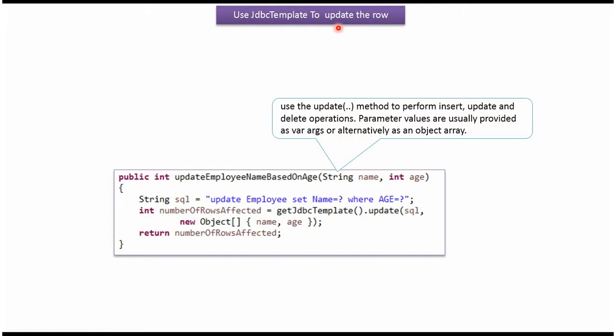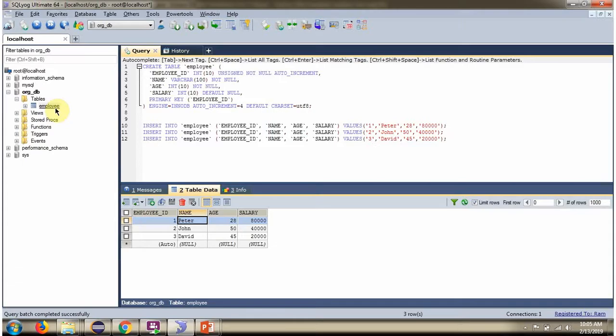In this video tutorial, I will explain using a Spring JDBC template how to update a row in the database table. Here you can see the employee table. It has three rows. We will see how to update the name based on the age.